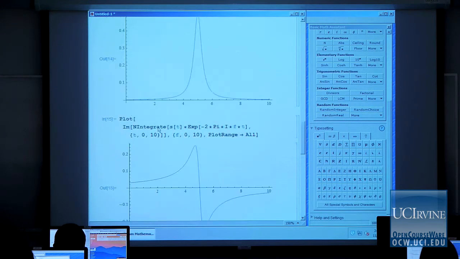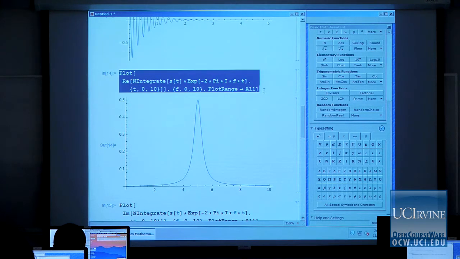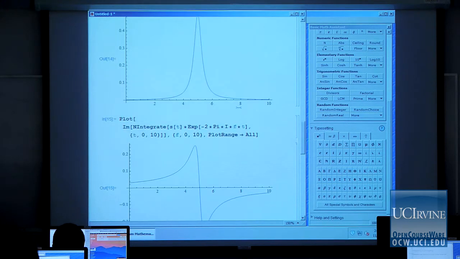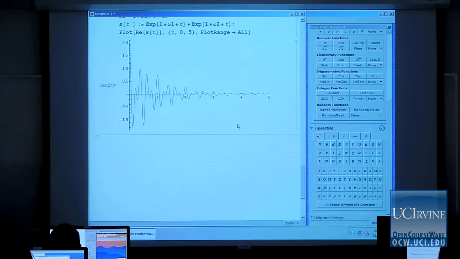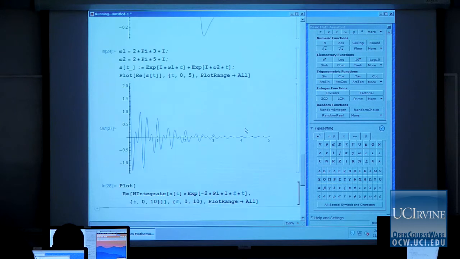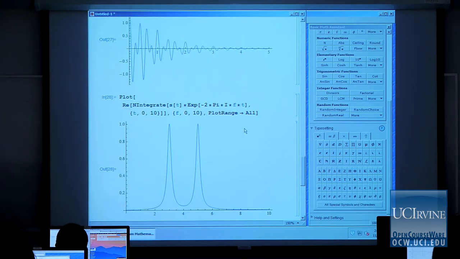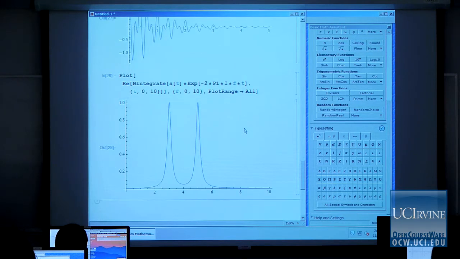All right, so let's go up here and get this. We'll do the real part, the absorptive part first. So what should we get? Anybody? What should we get? We should get a frequency spectrum with two peaks, correct? One at 3 hertz and one at 5 hertz. And lo and behold, you have one at 3 hertz and one at 5 hertz.